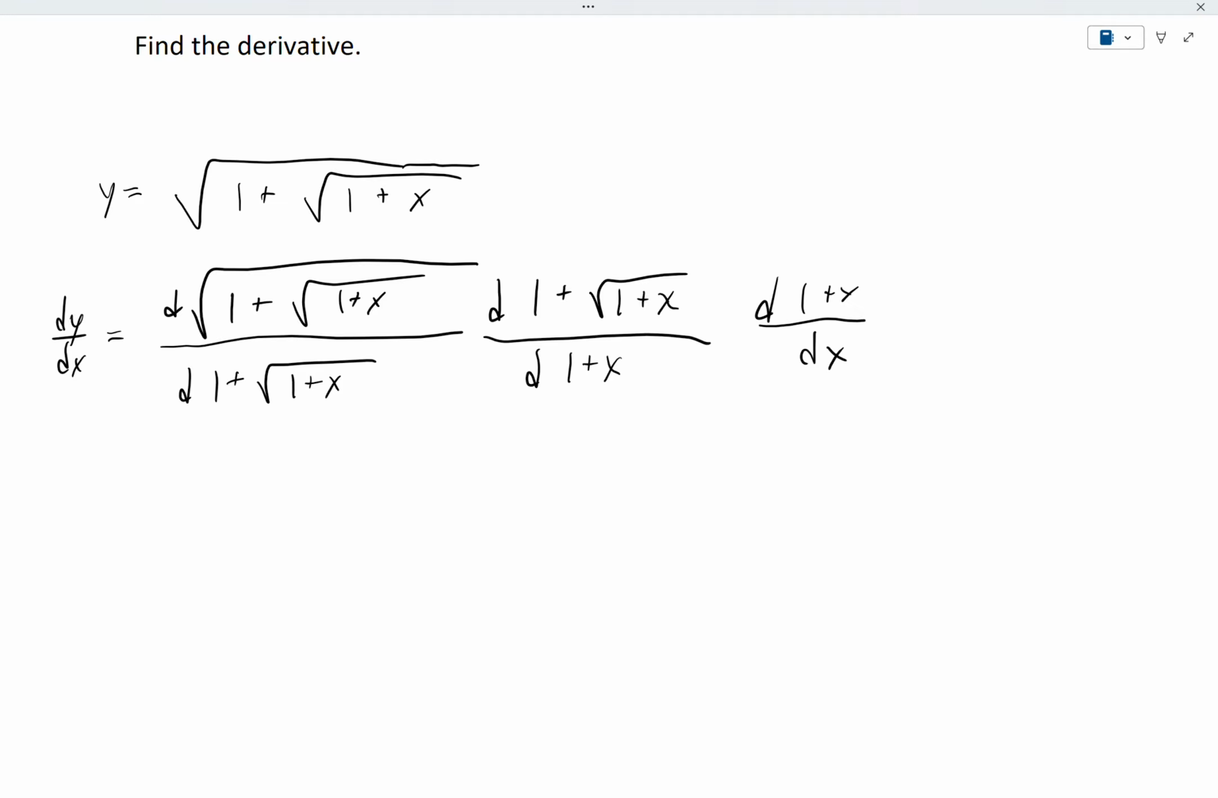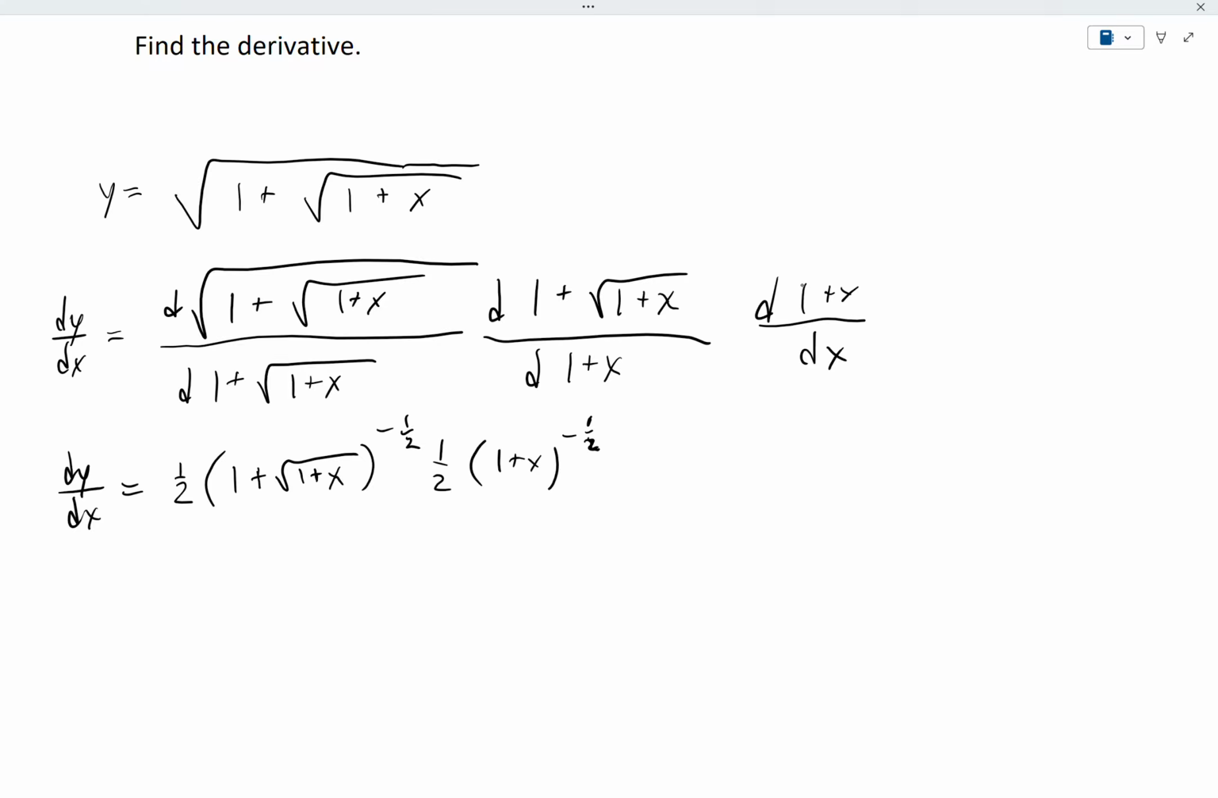So let's do this right here. So that means dy/dx is equal to power rule, power out front, one smaller on the power. So one smaller on the power makes this a negative 1/2 power, times the derivative of this with respect to 1 plus x. So the derivative of 1 plus root of something with respect to that something. So this is going to be 0. This is going to be the power rule again. Power out front, one smaller on the power.